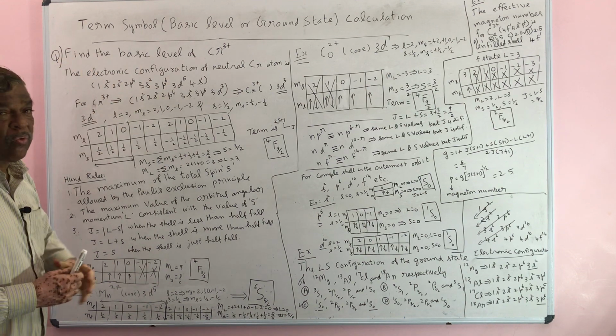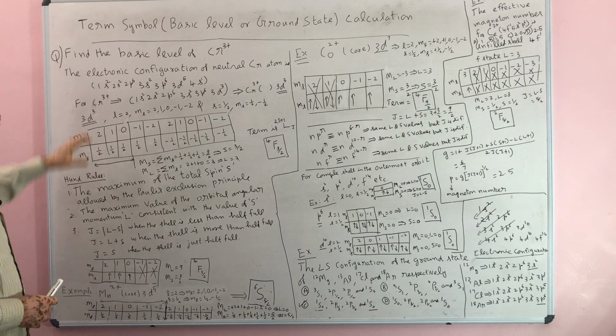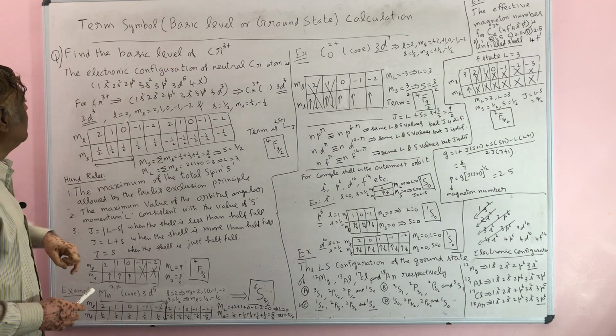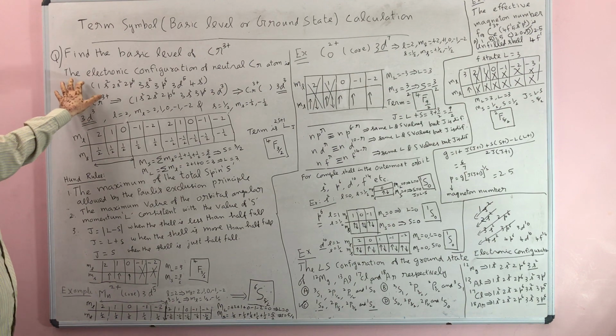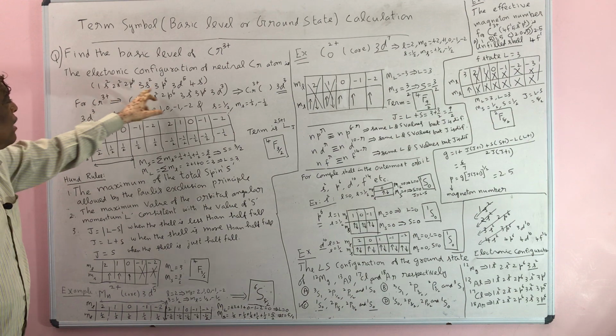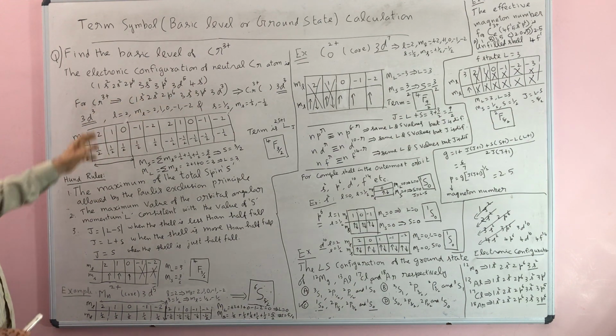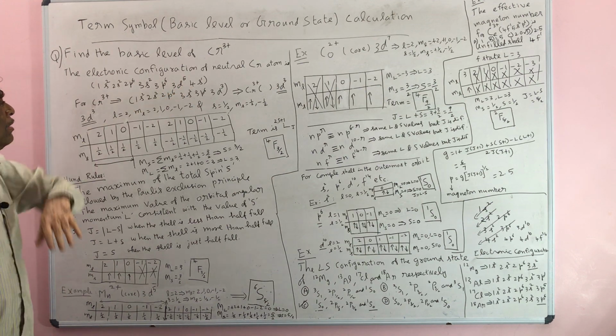Find the basic level of chromium 3 plus. Now, how to calculate the ground state? First we have to write down the electronic configuration of the chromium atom. The electronic configuration of the chromium atom is given here: 1s2 2s2 2p6 3s2 3p6 3d5 4s1.